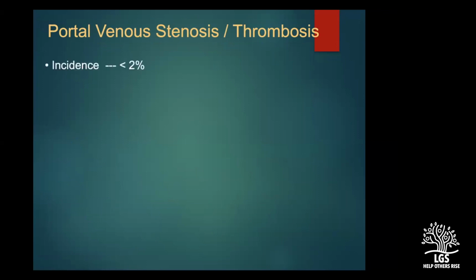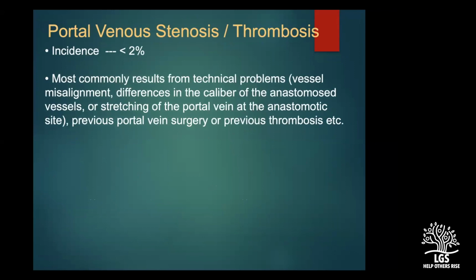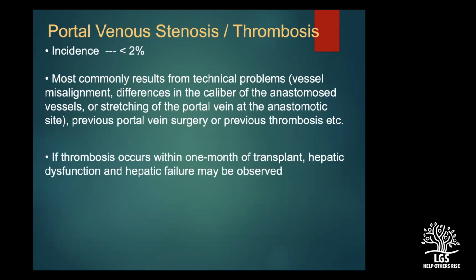Portal vein stenosis or portal vein thrombosis incidence is less than 2%. As I said, it's usually biliary and the hepatic artery, which is very common, and most commonly results from technical problems, or because of the differences in the caliber of the anastomosed vessels, or because of the stretching of the portal vein at the anastomotic site, previous portal vein surgery, previous thrombosis, etc.